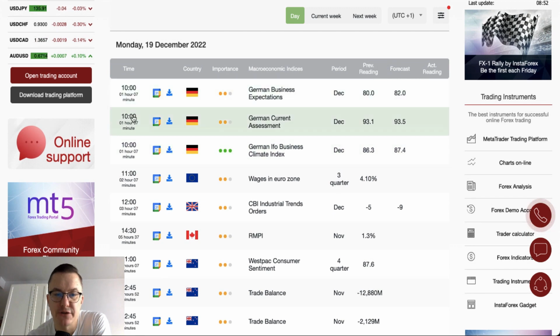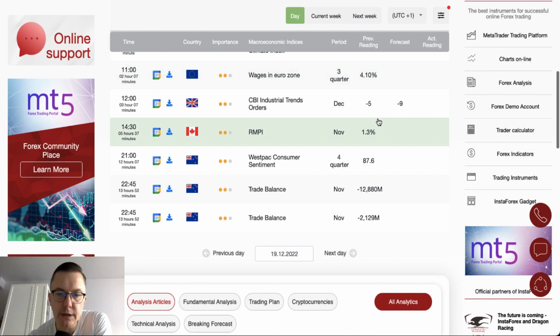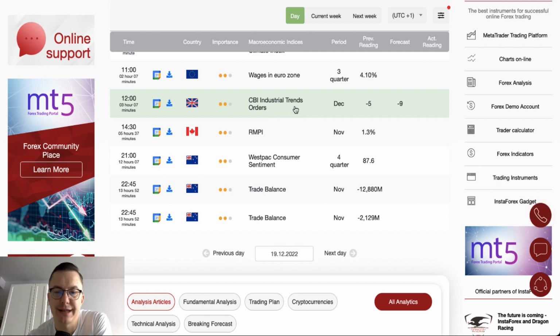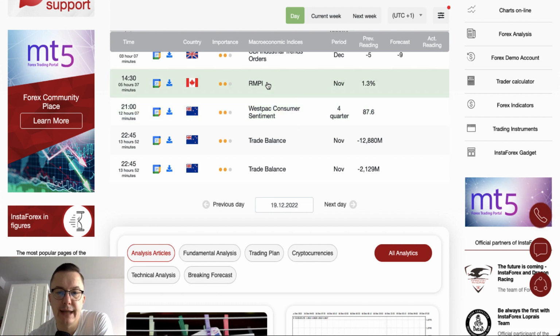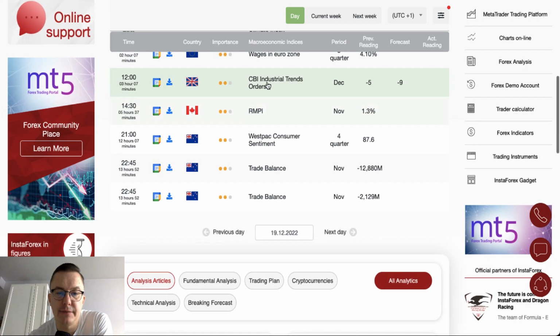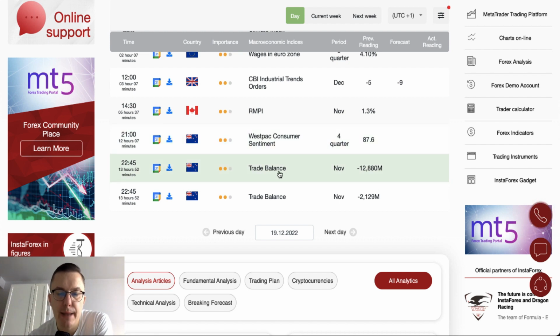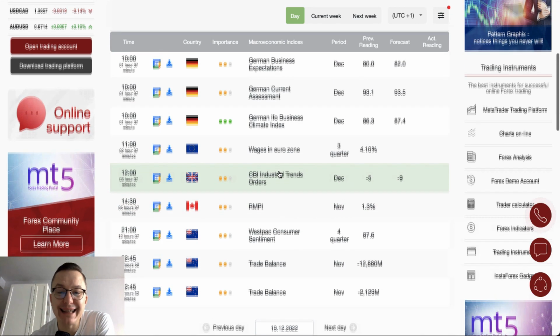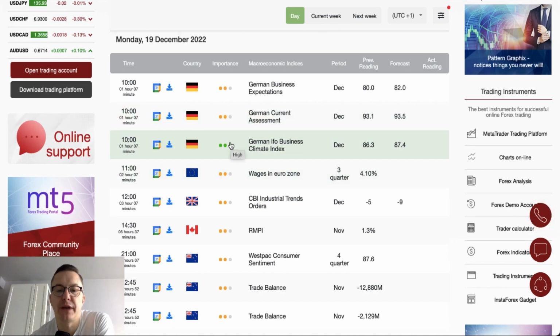As you can see, they are scheduled for release at 10 a.m. Wages in Eurozone for the third quarter are scheduled for release at 11 o'clock. CBI Industrial Trends Orders are scheduled for release at noon. And then during the New York session, we got RMPI from Canada and then a bunch of data from New Zealand. Westpac consumer sentiment and trade balance data. So pretty easy, light Forex calendar for today, with the key event coming from Germany.